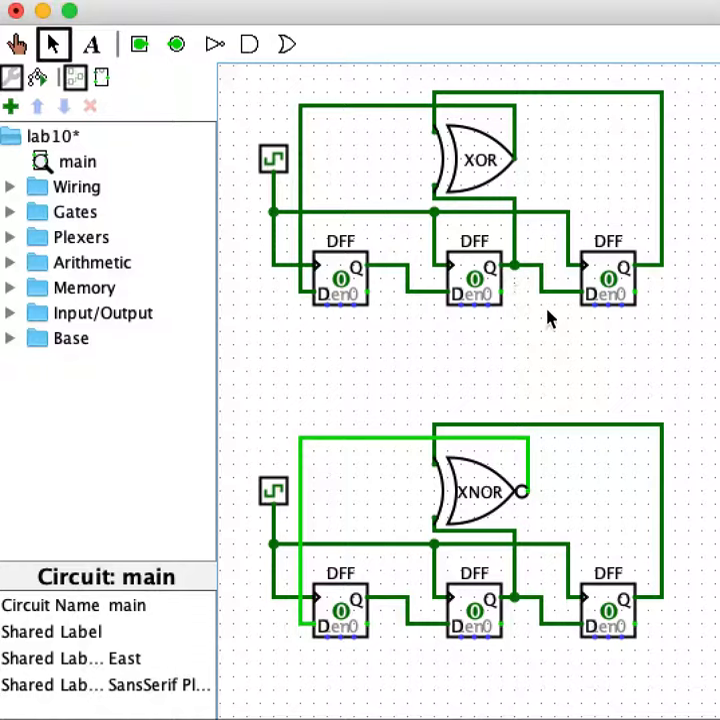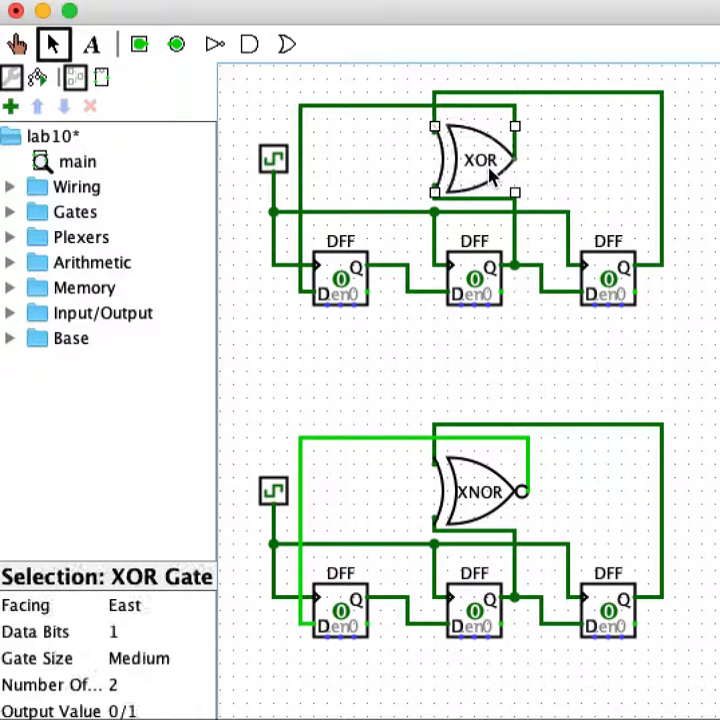And so we have these three D flip-flops cascaded in these two similar circuits. The difference between these two circuits is that there is either an XOR or an XNOR gate. So the gate will take in the output of the second and third registers. They'll take in those outputs as inputs, and then its output is fed back into the first flip-flop.